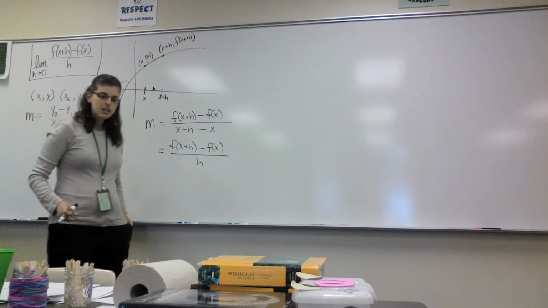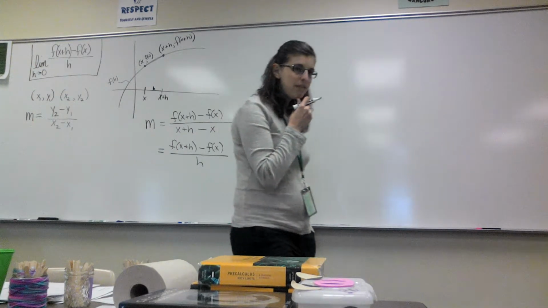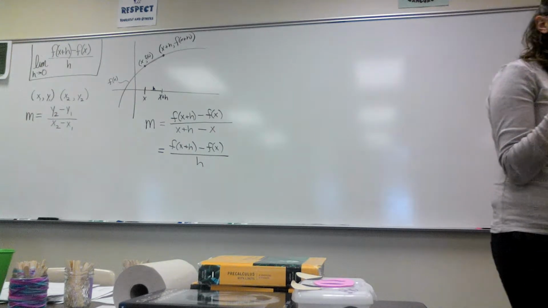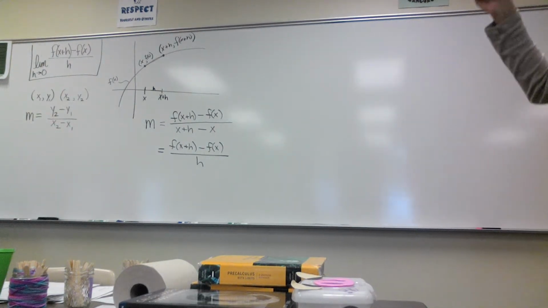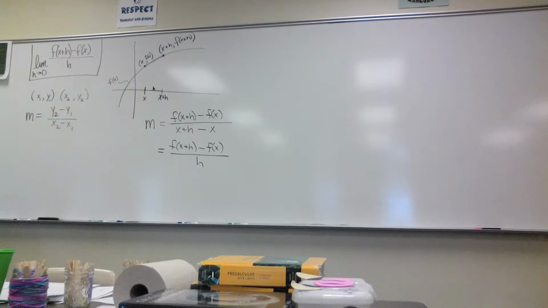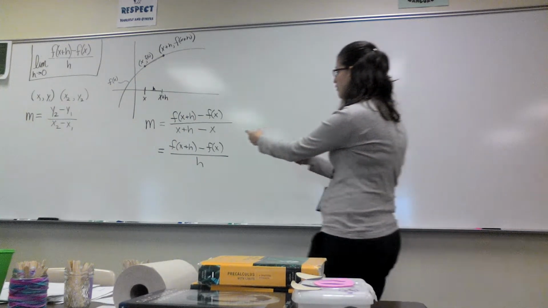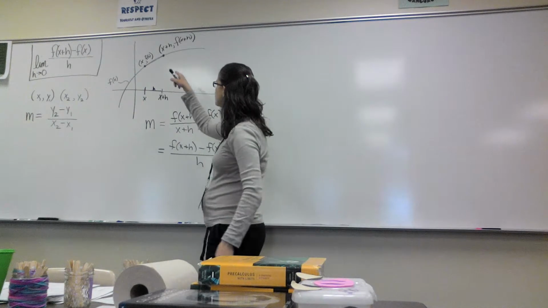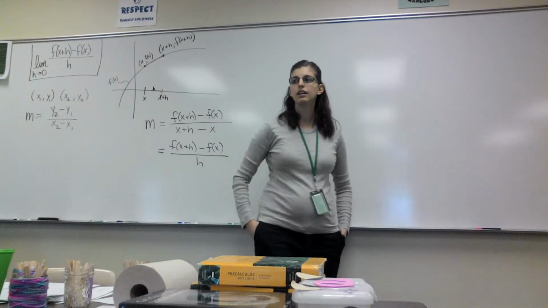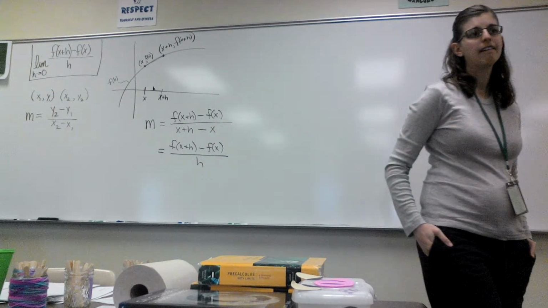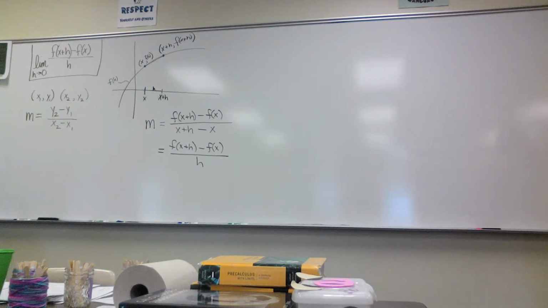Here's my question. We found the slope between the 2 points. What does the limit as h tends to 0 do? Let's talk about that. The limit as h tends to 0. If I put that in front of this, what does that do to my picture? Does it shift it? What do you mean?